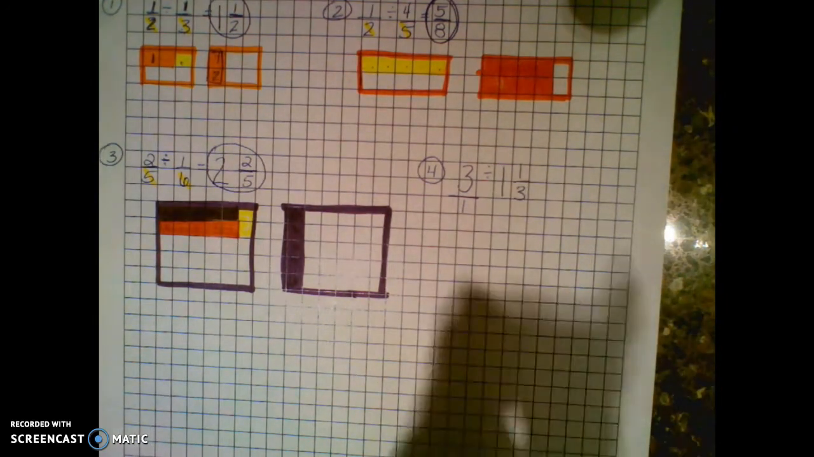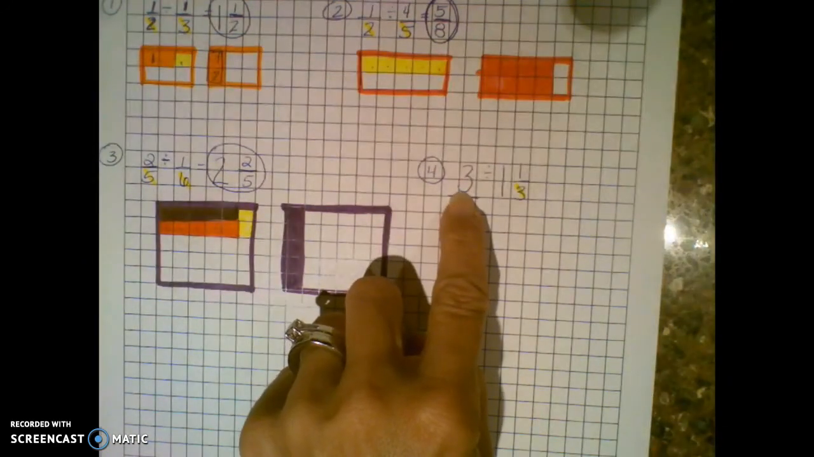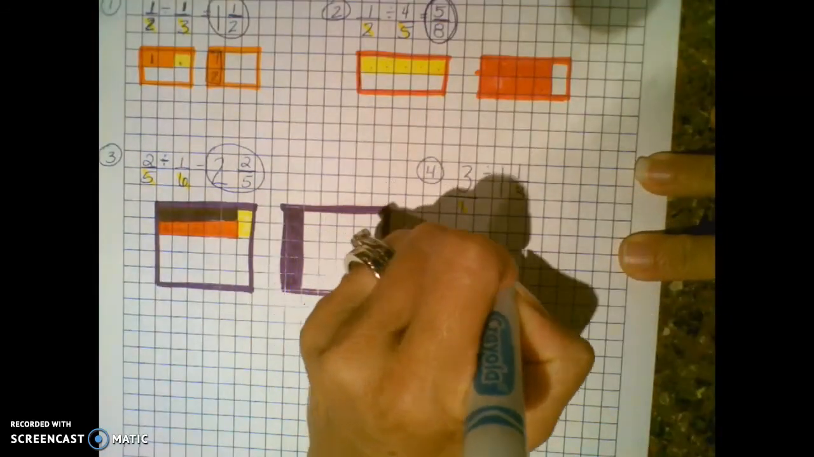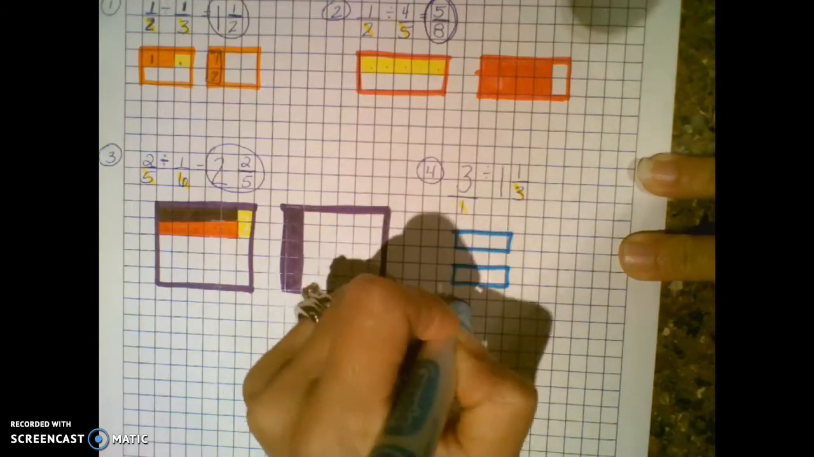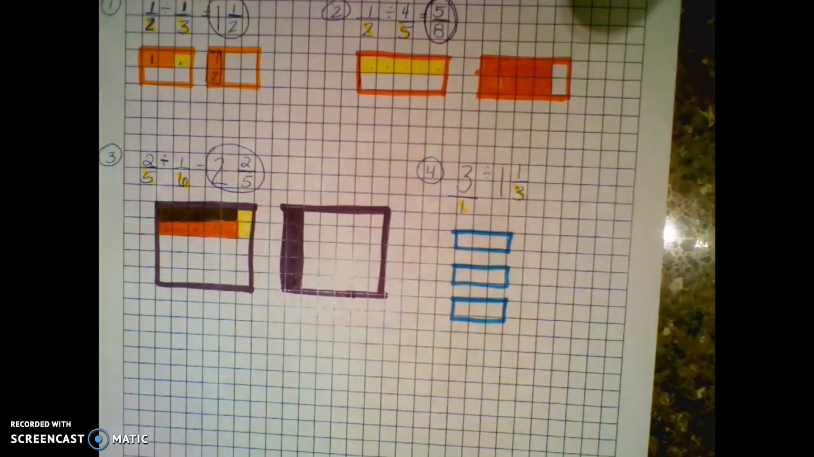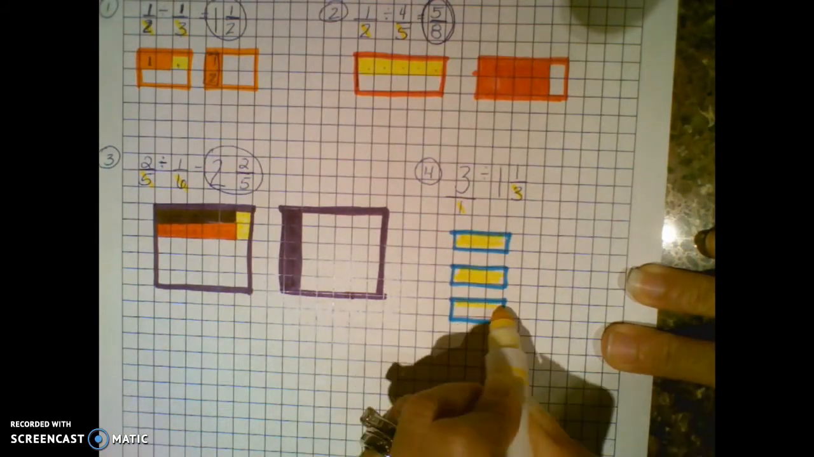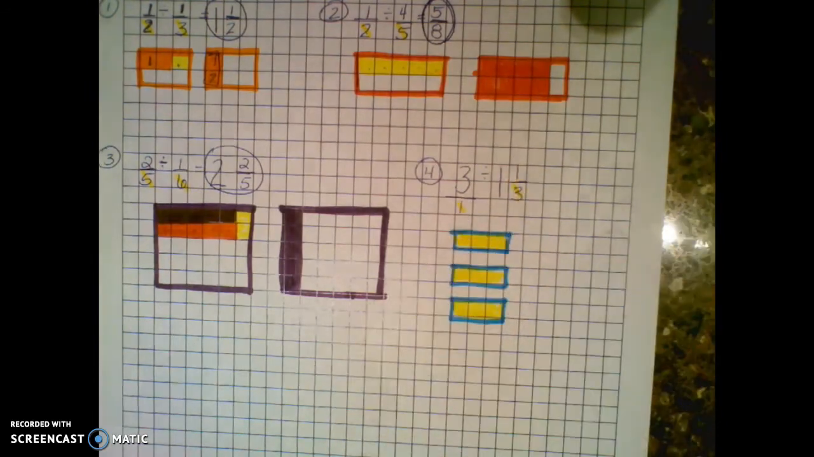Okay? All right. So that tells me that my model needs to be made up of 1/3 rectangles. Okay? How many 1/3s do I have? 3 of them. So I'm going to make 1, 2, 3 rectangles. So I have all 3 of these. That's what I've ended up with. And I want to break it into groups of 1 1/3.